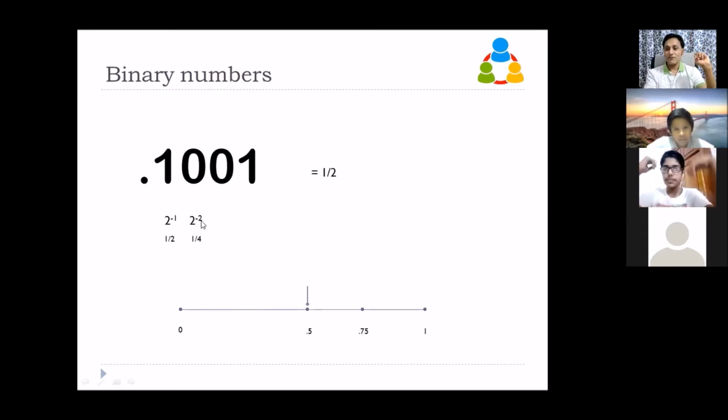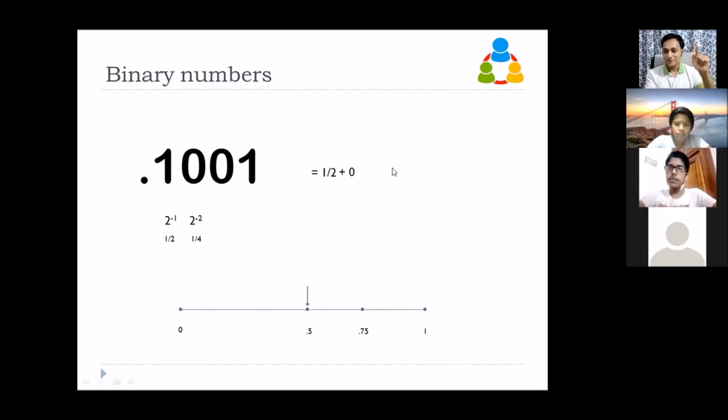Where is our point, 0.10? Where will it stand now? Between 0.5 and 0.75. So as of now, it is between 0.5 and 0.75, but our value is only 0.5 because this is 0. This is half plus 0.